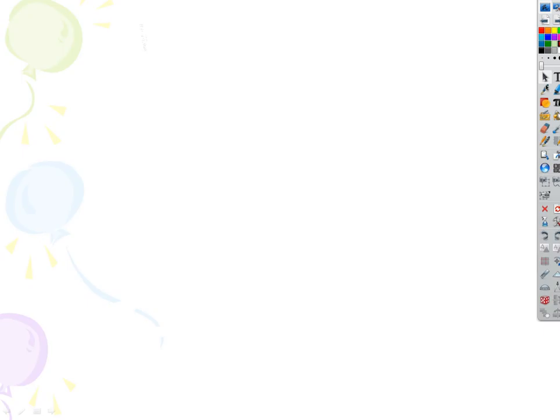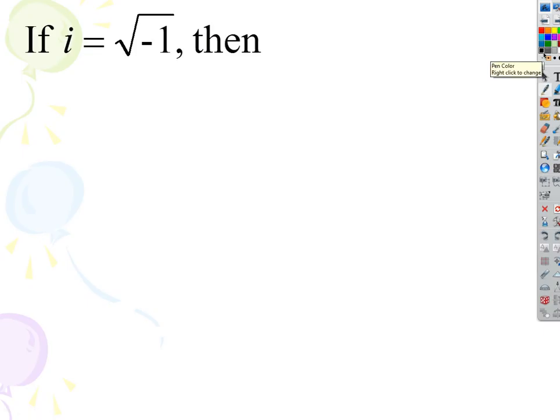I'm going to do this without the PowerPoint here for a second first. So i to the 1, anything to the 1 is just itself, isn't it? Right? What's i squared going to be? Anybody have a suggestion? Okay, it is i times i. That's true. Okay, but what happens if i is the square root of negative 1? What happens when I square a square root?